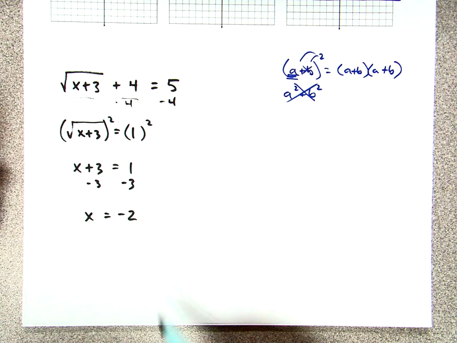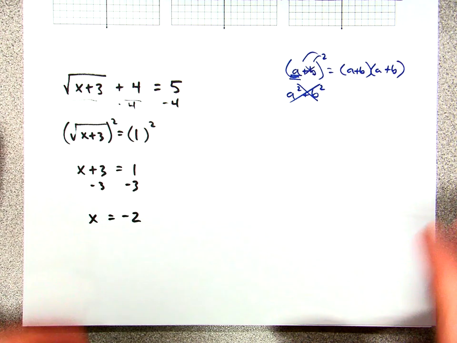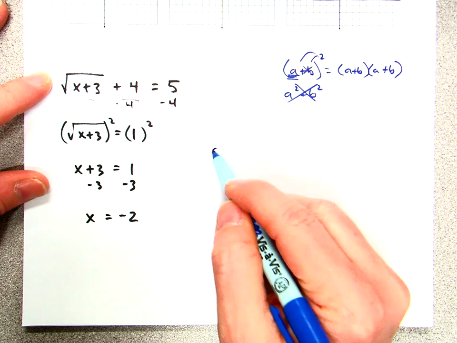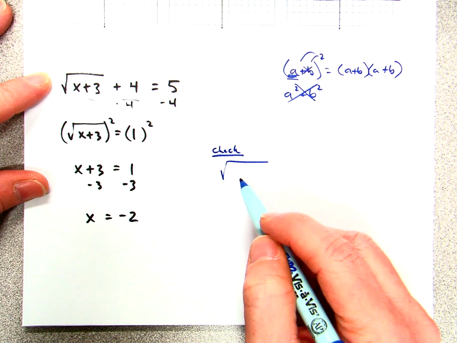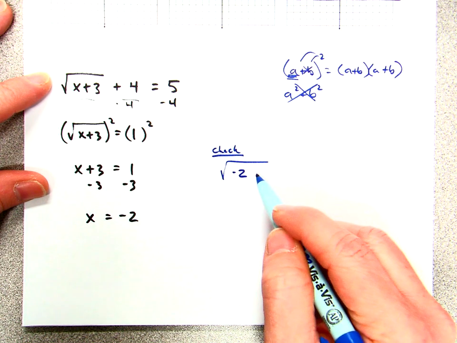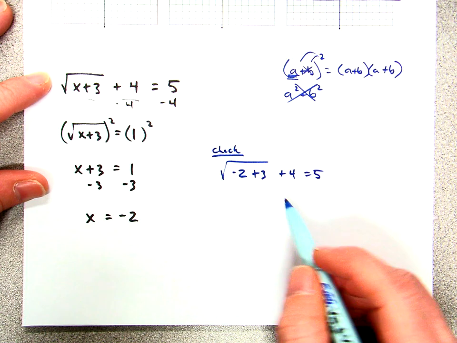But remember, square roots have restrictions on the domain, so we want to check our answer. Always check it in the original one, not this guy, the original one. So I'm going to take this guy here. Let's check it out. The square root of x, which we said was negative 2, plus 3, plus 4, should equal 5.